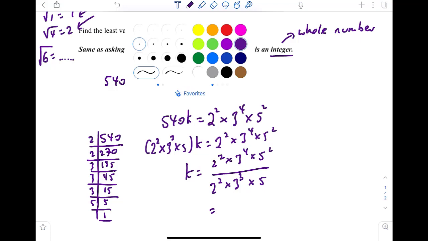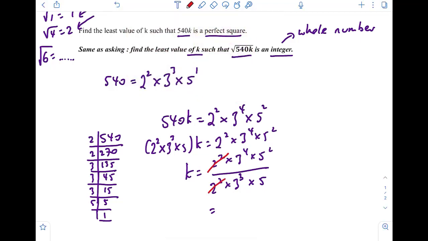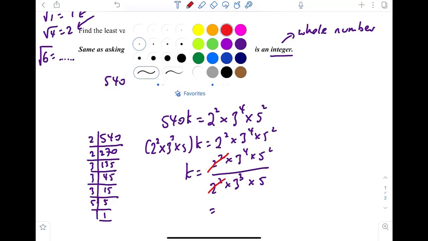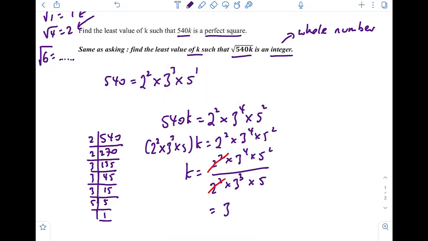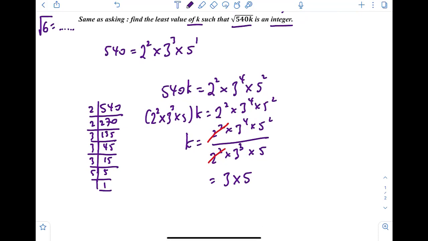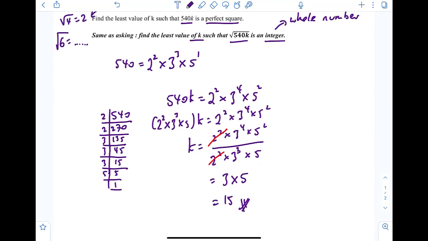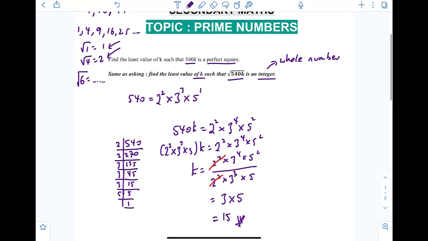From here we cancel the 2 squared out. 3 to the power 4 divided by 3 cubed is just 3. 5 squared divided by 5 is just 5. So 3 times 5 gives us a value of k of 15 as our answer for this prime numbers question.